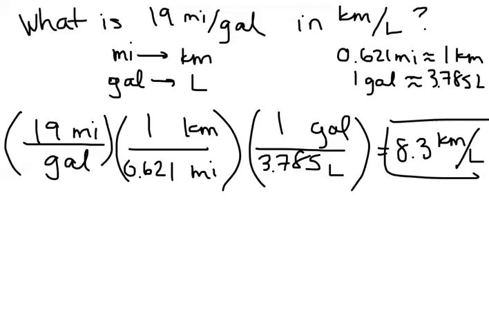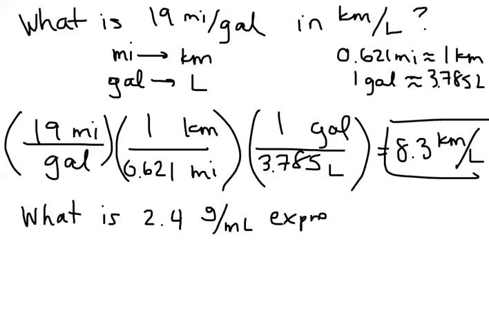So your practice question is, what is 2.4 grams per mil expressed in kilograms per meters cubed? Okay, practice that. Raise your hand if you need help. Chris and I are here to assist.